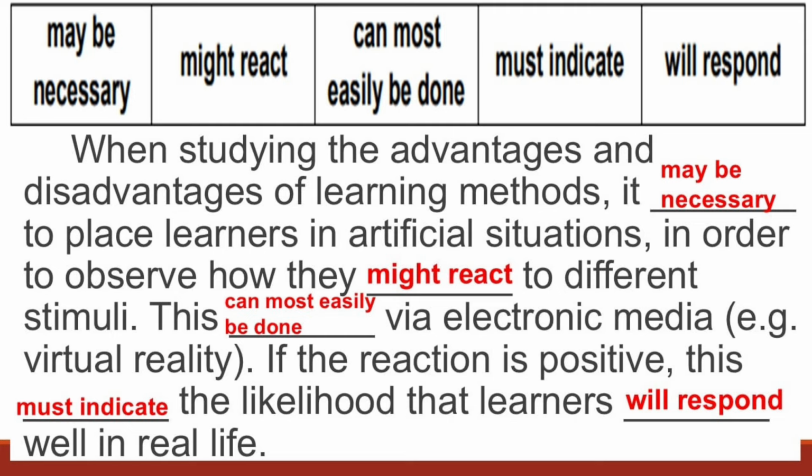Okay, let's read the whole text. When studying the advantages and disadvantages of learning methods, it may be necessary to place learners in artificial situations in order to observe how they might react to different stimuli. This can most easily be done via electronic media, example given, virtual reality. If the reaction is positive, this must indicate the likelihood that learners will respond well in real life.